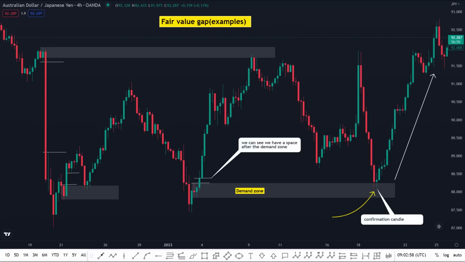Look closely. We have a demand zone that was drawn from the high to the low of the bearish candle. And we also see we have an imbalance before the demand zone. So price action came down to fill it up, then it moved higher to make a new higher high. So next time when you see this kind of setup, make sure that you don't miss it.